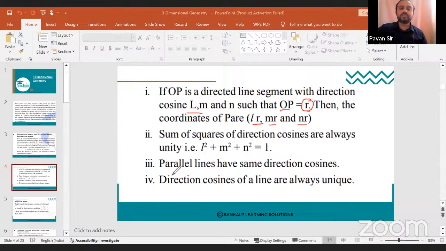Next, third, parallel lines have the same direction. Why? Because if you consider the Cartesian plane, all the parallel lines are in the same direction. Parallel itself means the same direction with a particular distance between them. The direction cosines of a line are always unique. Unique in the sense that they have only one, as a unit. Because of that, it is treated as unique.